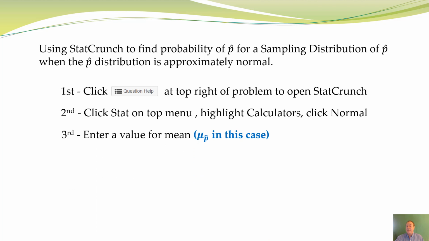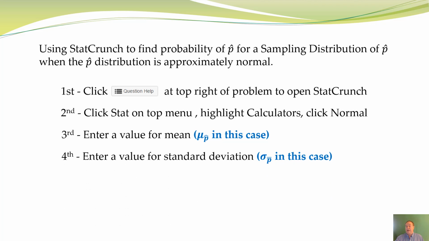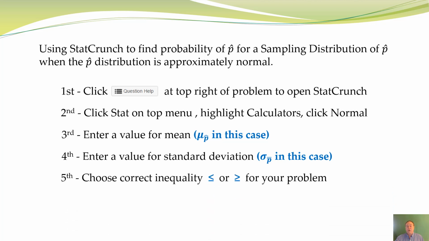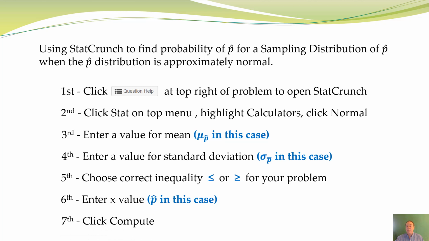Enter the value for the mean. This time we're going to use mu of p hat. Enter the value of the standard deviation. This time it's going to be sigma of p hat. That should be p hat, not p with a line above it. Choose the correct inequality, less than or equal to or greater than or equal to, for your problem. Enter the x value. In this case, it's going to be the p hat value. And click Compute.